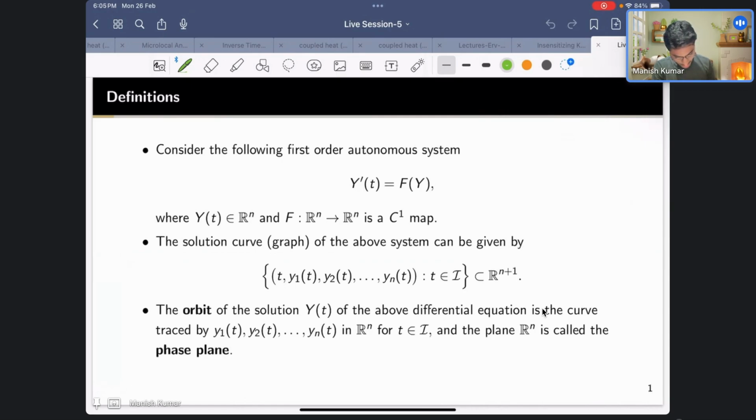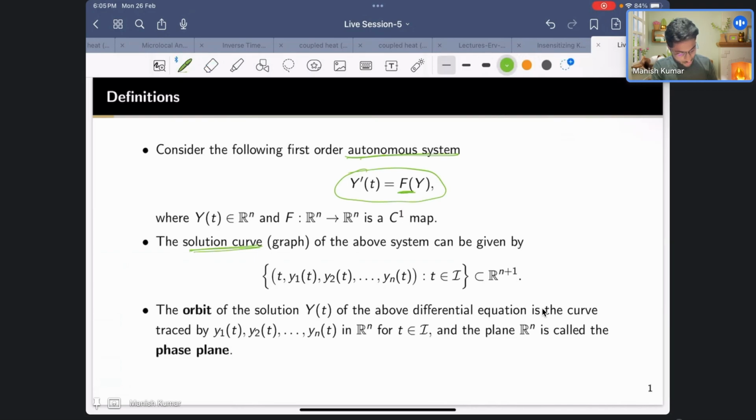So consider this system y prime equal to f(y). This is a system of first order differential equations, and here this function f is not depending on time. So we are in a system which is called an autonomous system, right? We'll be dealing with this kind of system, and we say that the solution curve of the above system can be defined in this way. So it's basically what you have seen for functions.